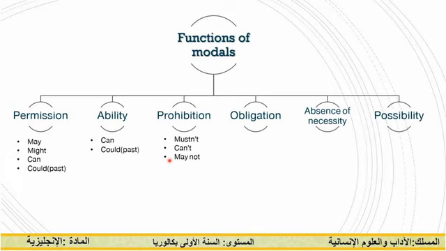I won't allow you to do that thing. You can't say bad words in the classroom. You can't do that, and you mustn't do that, and you may not do that. For example, if a student says, "May I go to the bathroom?" he is asking for permission. But when I say, "No, you may not," I am not letting him or her go there. So this is what we mean by prohibition.